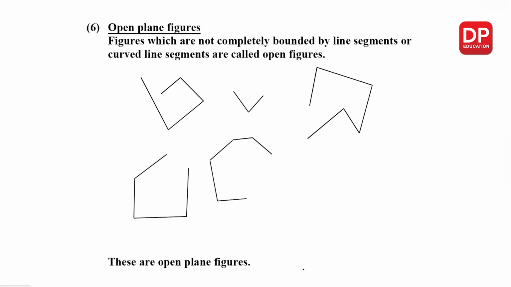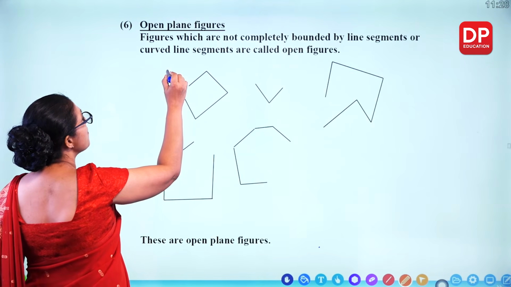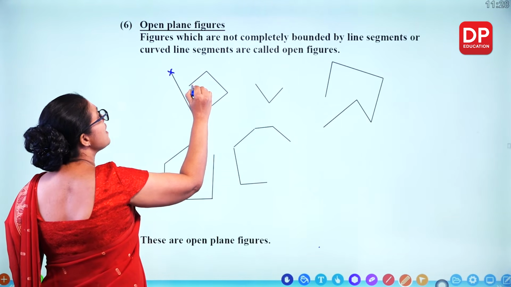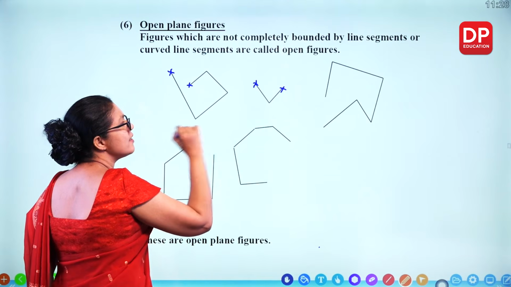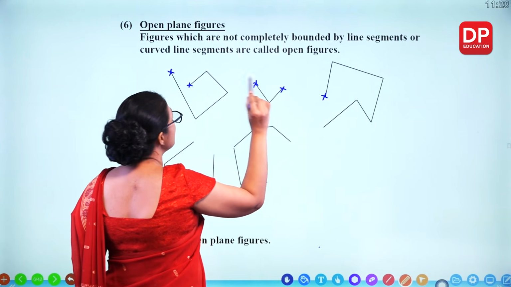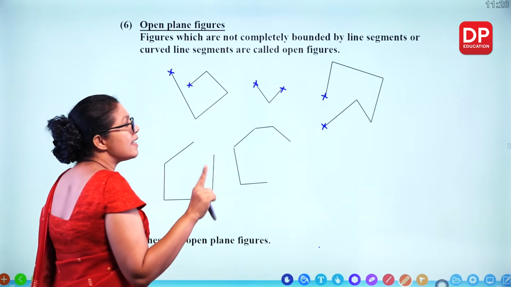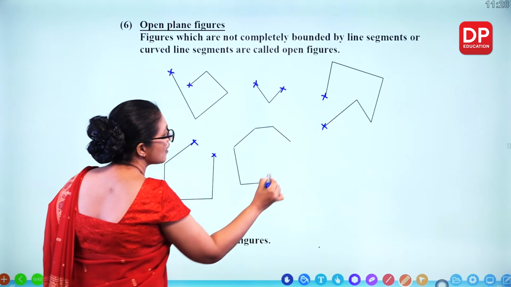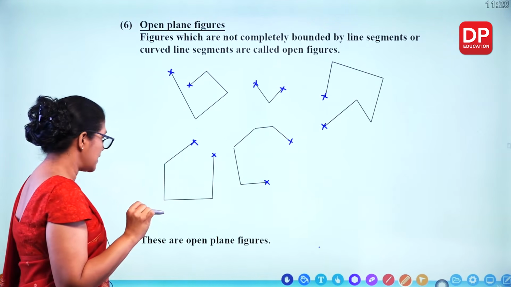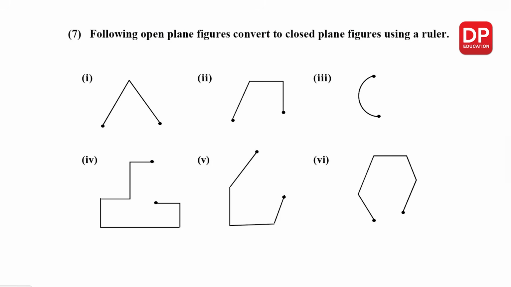Now we'll look at what are open plane figures. Figures which are not completely bounded by line segments or curved line segments are called open figures. When you take one point, it ends with another point. Here, starting with this point, it ends with another point. So those are open plane figures, not ending with the same point. So all these are open plane figures.